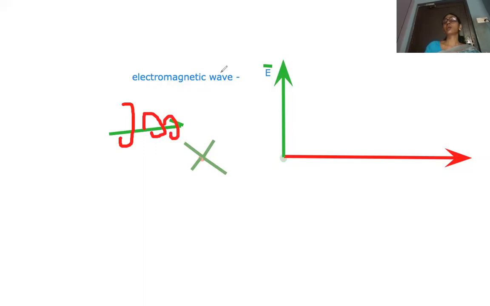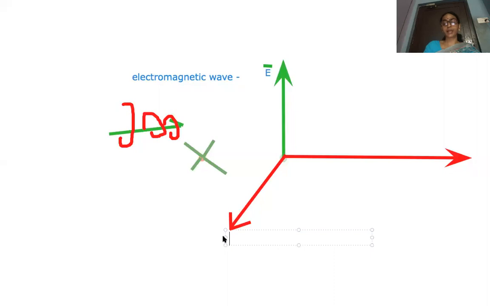So that is also going to be perpendicular. Let us draw the magnetic field. When the electric field is there, automatically what are you getting here? You're also going to get a magnetic field. This is also having direction. So let's put it like this. It has a magnetic field here. Let's show it as B.